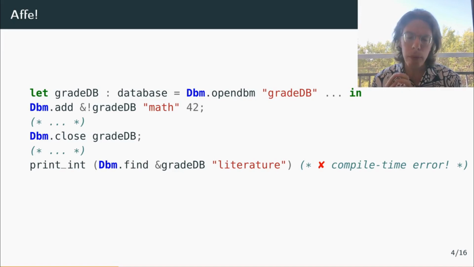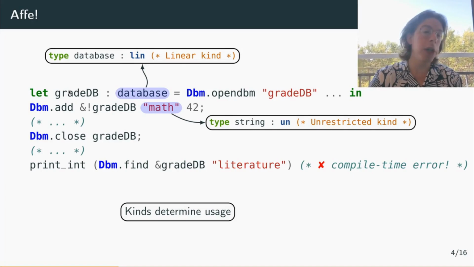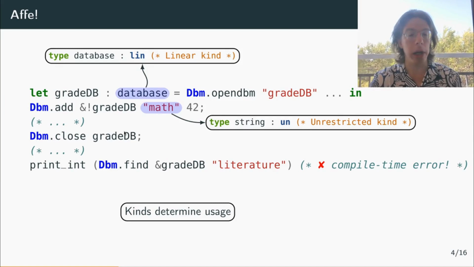We have a few specificities in AF. The first one is that we use kinds to determine usage. So here, the grade database is of type database, and the database is of kind linear. And so this resource must be used linearly. And when it's closed, you can't use it anymore. On the contrary, here we have the math string, and strings are unrestricted, and so you can use them in unrestricted fashions.